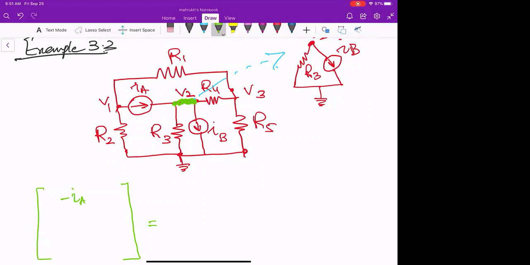For V2, there are 2 current sources you can see, right? So how should I write it? IA minus IB. Right. And what should be at V3? Would that be 0? Yes, that's true. Okay, so that's good.